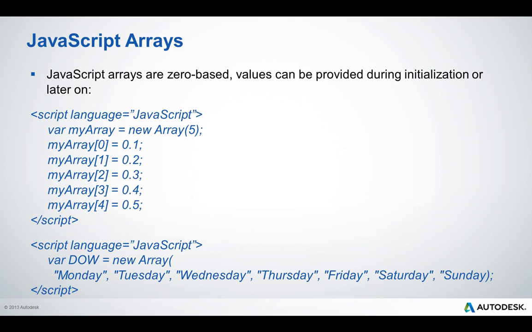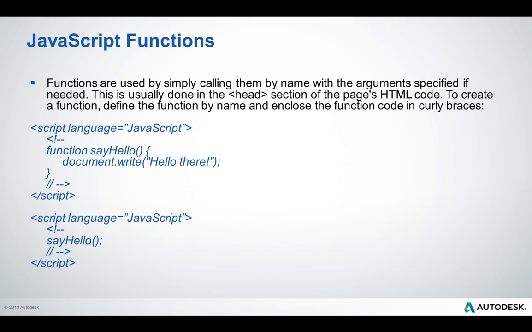Concerning arrays, JavaScript has zero-based array indices, and values can be provided either during initialization or later on. Functions are used by simply calling them by name with the arguments specified if needed. The declaration of your function is usually done inside the head section of the HTML page or inside a separate JavaScript file as I illustrated previously.